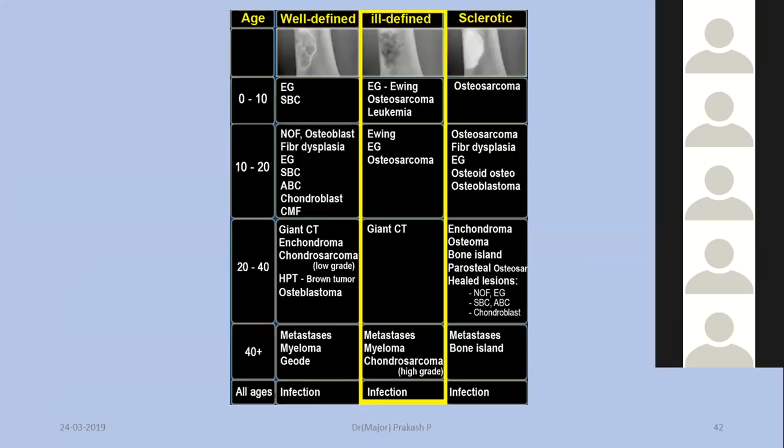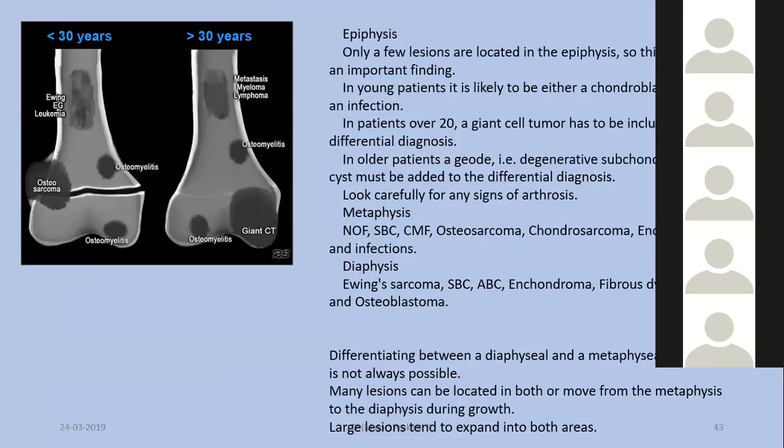First, look at the age of the patient, and then look whether it's a well-defined lytic lesion, ill-defined lytic lesion, or a sclerotic lesion. So accordingly, the age-wise and the lesions. Next, look where it is located, whether it's epiphyseal, metaphyseal, or diaphyseal. So accordingly, your differentials reduce further. All these are present on the web. No need to copy. I will give you these things, but I want you to observe.